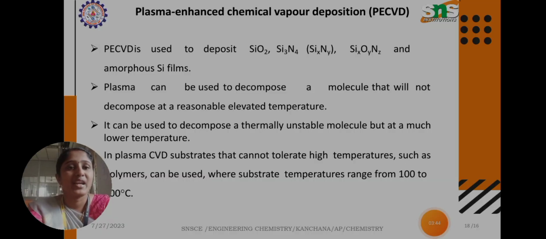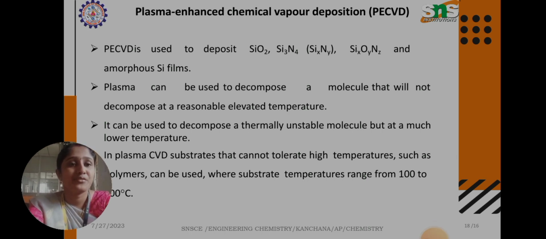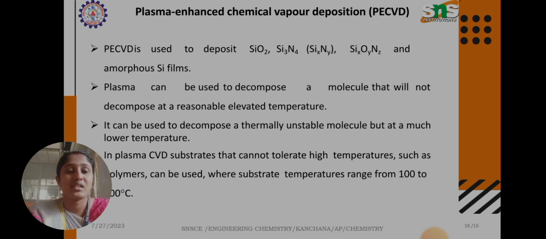Plasma enhanced chemical vapor deposition is used to deposit SiO2, Si3N4 and amorphous Si films. Plasma can be used to decompose a molecule that will not decompose at a reasonable elevated temperature. It can be used to decompose a thermally unstable molecule but at a much lower temperature. In plasma chemical vapor deposition, substrates that cannot tolerate high temperature, such as polymers, can be used, where substrate temperature ranges from 100 to 1000 degrees Celsius.